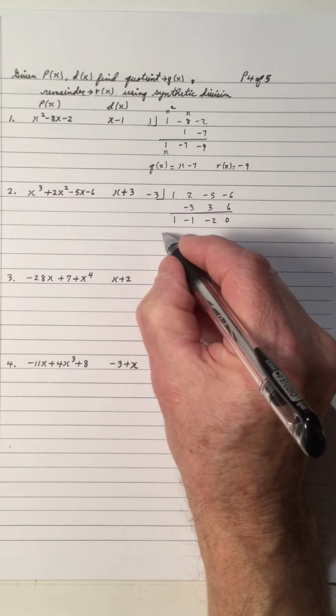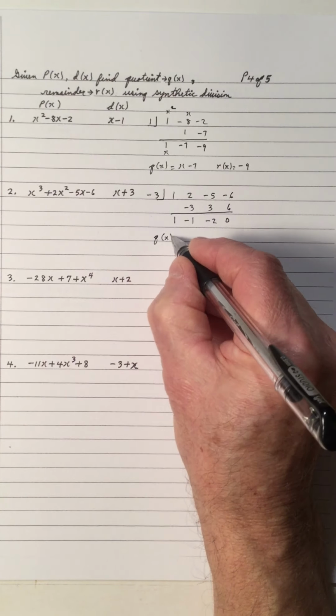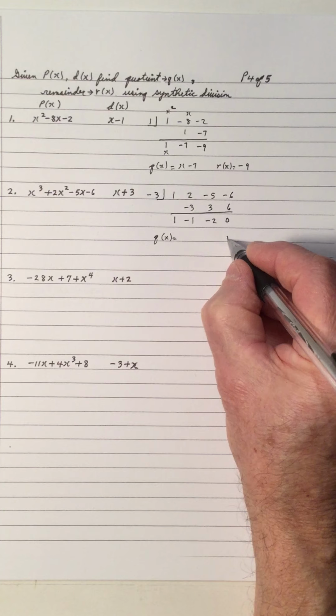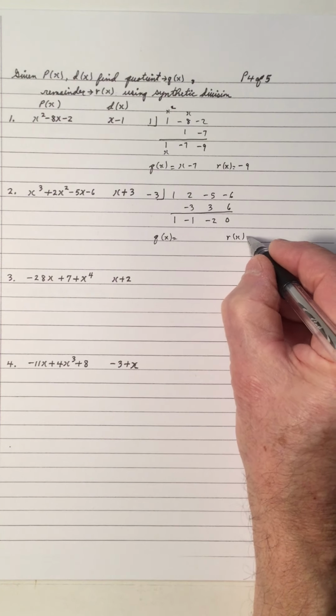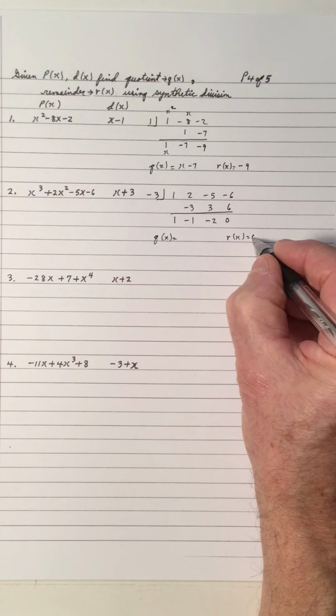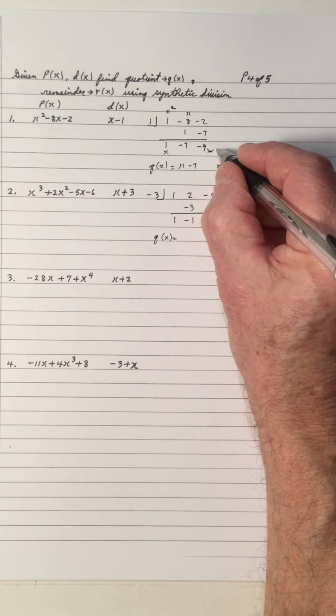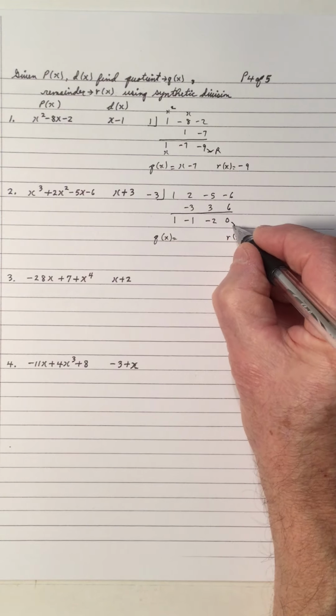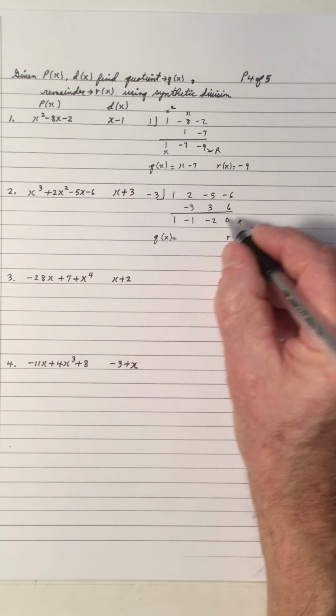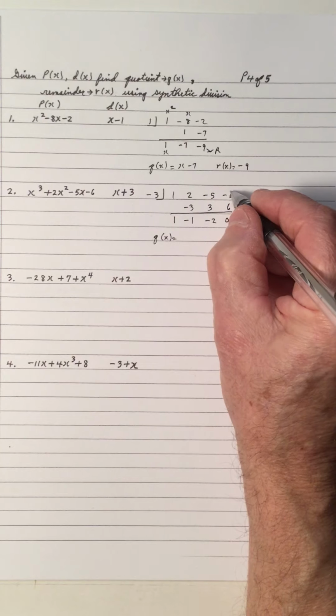We get a 0. So the q of x and the r of x. And so the remainder is 0. Remainder is this number right here. Again, think about it. That's your remainder. And then that's your remainder right there.